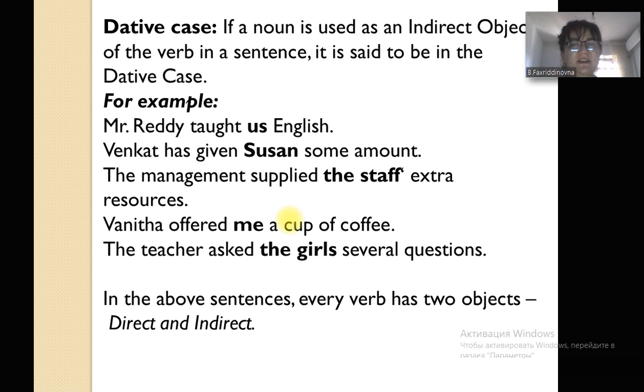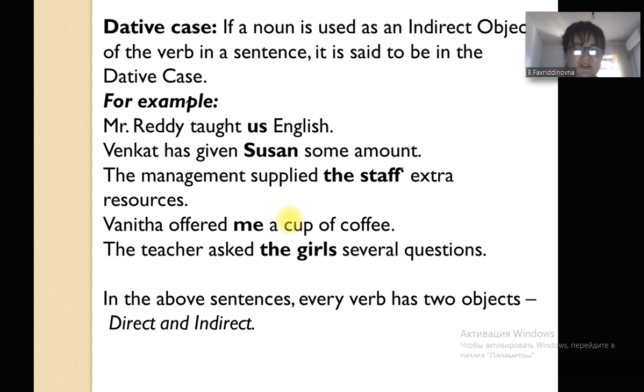Next case is the dative case. What is it and when do we use this case? If a noun is used as an indirect object of the verb in a sentence, it is said to be in the dative case. For example, "Mr. Reddy taught us English." In this sentence, us is dative case. And "Cat has been Susan some amount." Here you can see Susan is dative case.